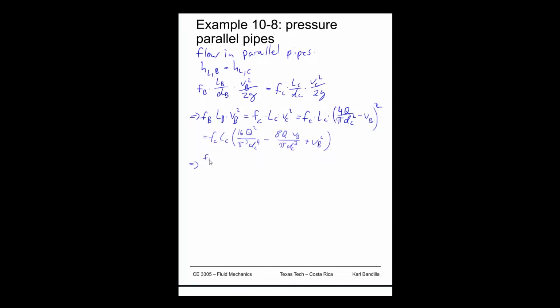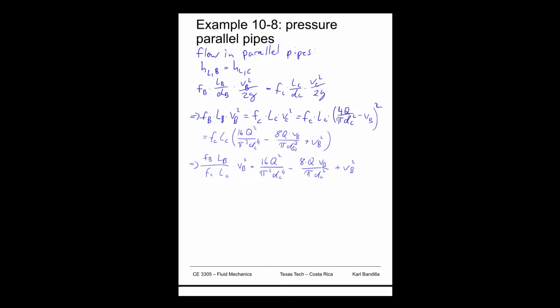So we'd have FB times LB divided by FC times LC. Or if we divide everything, all this times VB squared is then equal to 16Q squared over pi squared DC to the 4th, minus 8 times Q times VB divided by pi DC squared, plus VB squared.